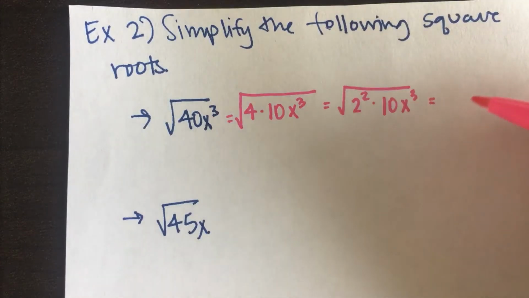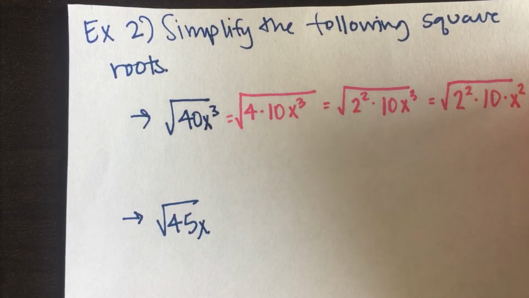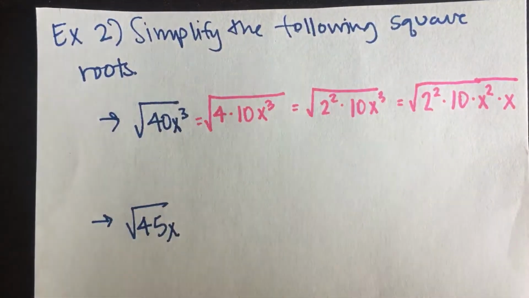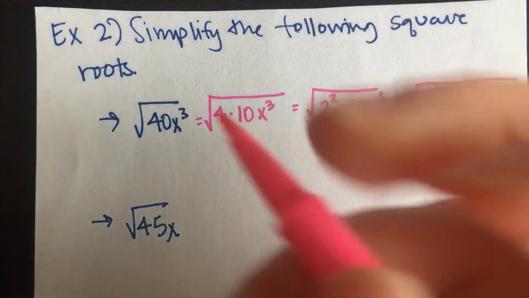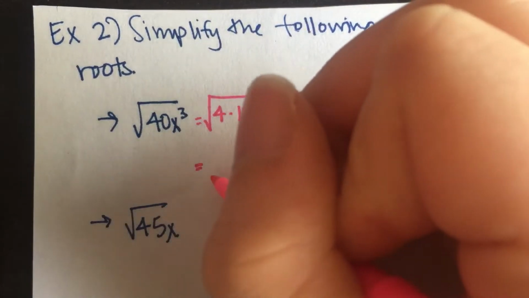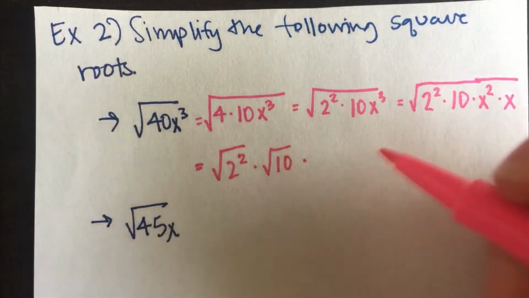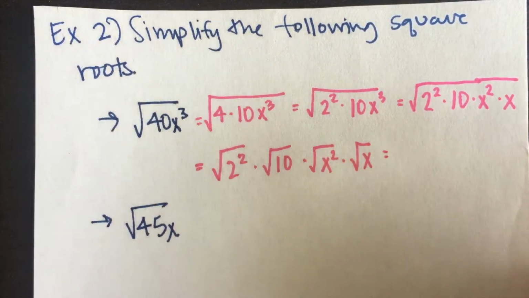same thing. And the reason we want to do this is because you're going to see that we can pull out these x squareds in a second. So if we take the square root of 2 squared times 10 times x squared times x, then we can pull out our separate multiplication so that it leaves us with the square root of 2 squared times the square root of 10 times the square root of x squared times the square root of x.